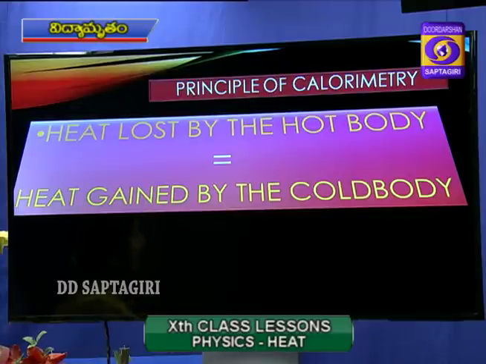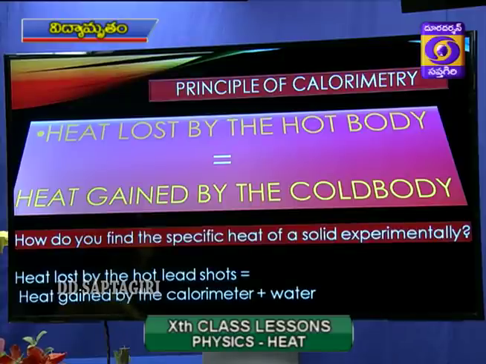In this experiment you have to note down what is the hot body, that is lead shots, and what are the cold bodies, that is the calorimeter, stirrer, and water. These are all the cold bodies. So, we can give the information: heat lost by the hot lead shots is equal to heat gained by the calorimeter, stirrer and water.